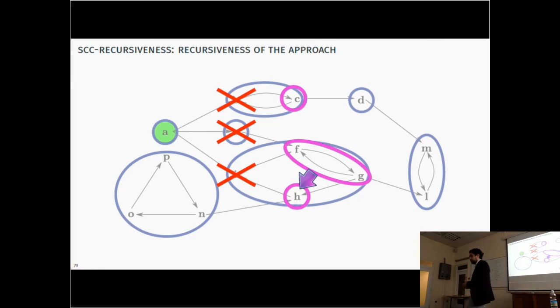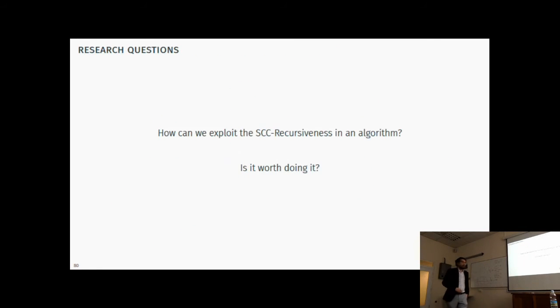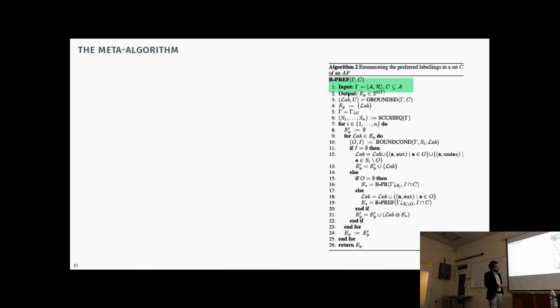And it has been theoretically proven to be equivalent, which means that essentially we can reduce the problem we are going to ask the SAT solver into smaller and smaller bits. More frequent, but smaller. So how can we exploit SCC recursiveness in an algorithm, and whether it's worth doing it. And this is another boring pseudocode, but let me walk through it step by step essentially.